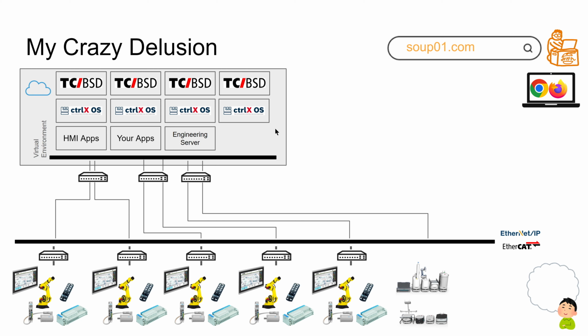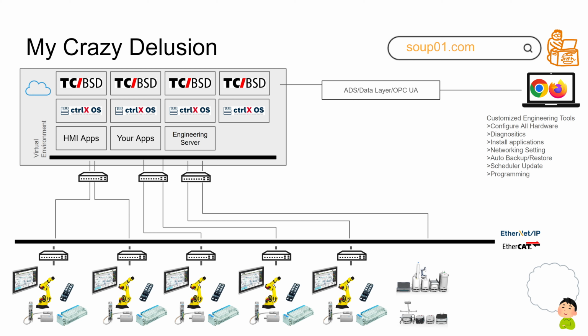And then finally, we don't need any software anymore. We will use a browser and some common interface. For example, for Beckhoff, use ADS. For ctrlX, use Data Layer, or more commonly OPC UA. To do what? We can configure all the hardware, for example installing applications, configuring network settings, automated backup and restore, scheduled updates and programming. So you can configure the VLAN, port forwarding, firewall, and VPN here.